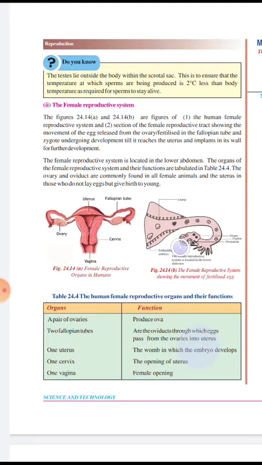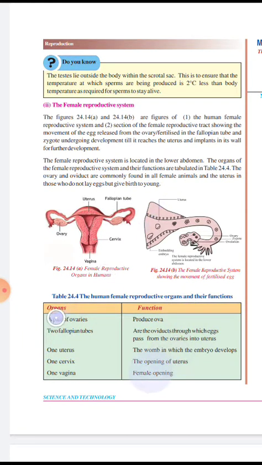Here the ovary forms the eggs and the eggs move here, and this is the place where, if sperm cells come, then fertilization happens. And then finally it goes to the womb. Here they have given a pair of ovaries, one ovary and another ovary here. The pair of ovaries produces ova, that is the eggs, and there are two fallopian tubes.